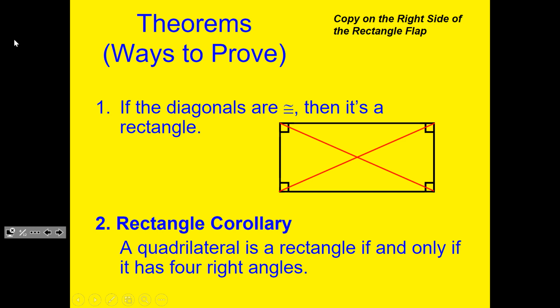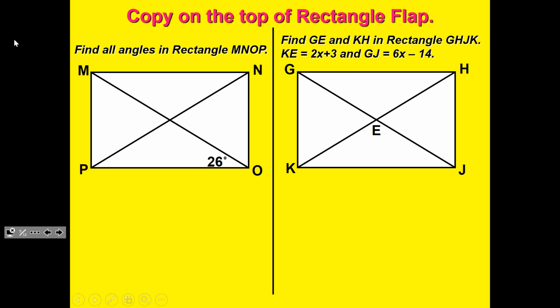Okay, after you've copied that down, in the top half of the flap, we're going to draw 2 pictures, just like last time. So go ahead and divide the top half of your flap in half. And we're going to look at 2 example pictures. Okay, so on the first half, I want you to draw this rectangle. So you're going to draw a rectangle, put 2 diagonals in it, and name it MNOP, and label this angle under the diagonal down here 26 degrees.